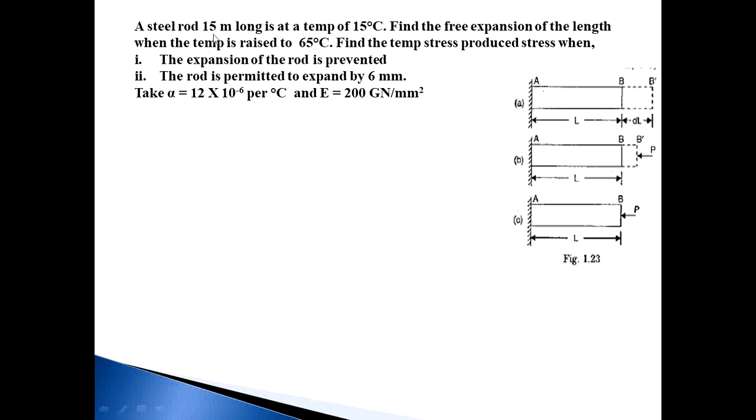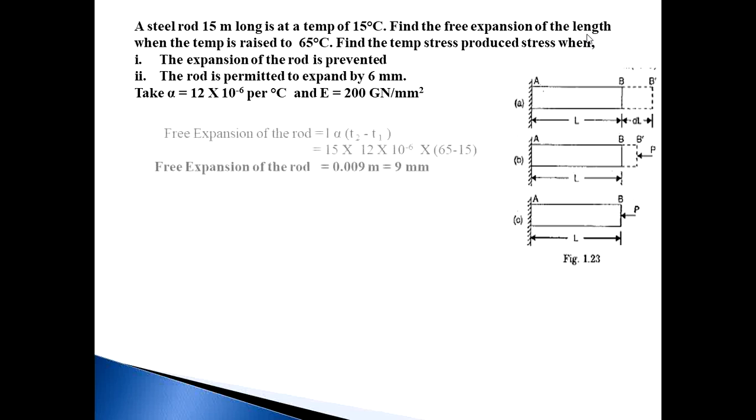So first, the length of the rod is 15 meter, the initial temperature is 15 degrees Celsius, and the final temperature is 65 degrees Celsius. We first need to find the free expansion of the length, means the change in length for free expansion. The free expansion of the rod is L alpha T. In this case there are two temperatures: T1, that is 15 degrees, the initial temperature, and the final temperature, 65 degrees. The difference between these two is our actual temperature.